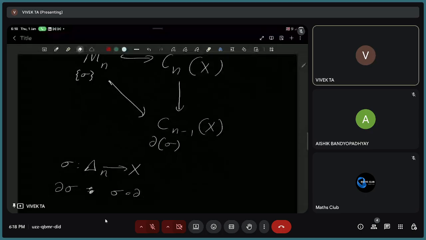Did you understand? Yeah. So essentially, sigma operated on the boundary. That's all. Right. Sigma operated on the boundary essentially now gives you a map from the boundary, right? It's a boundary map. It takes a boundary element and puts it into X. So that is why it becomes an element in Cn minus 1 of X. True?